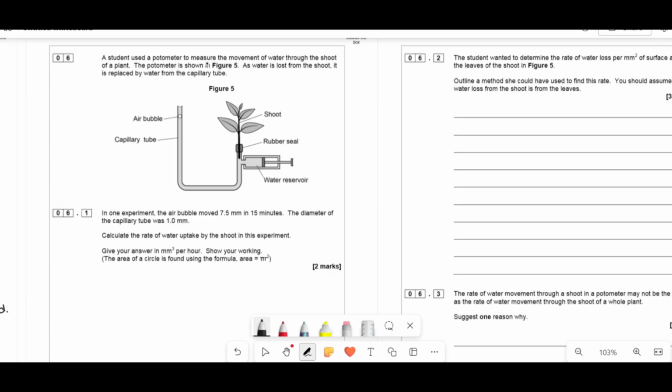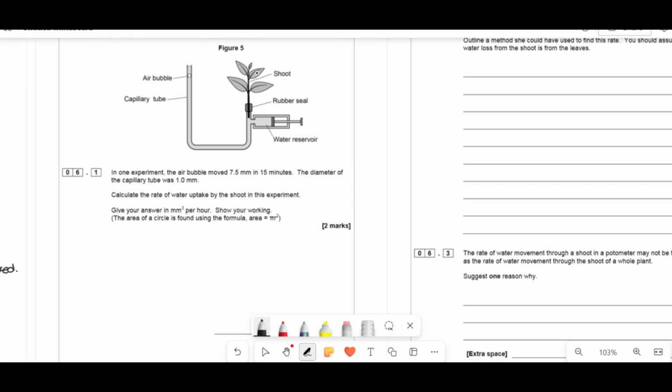So a student used a potometer to measure the movement of water through the shoot of a plant. The potometer is shown in figure 5. As water is lost from the shoot, it's replaced from water in the capillary tube. Water is evaporating out of the leaf. That process is called transpiration. Transpiration is not a mysterious thing that happens. It means that water evaporates out of the leaf through the stomata.